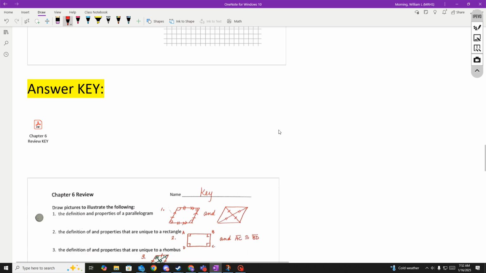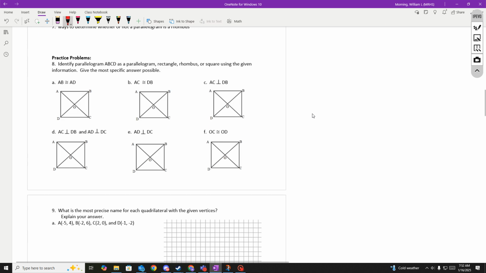Okay, and then we have the practice problems. Identify parallelogram ABCD as a parallelogram, rectangle, rhombus, or square using the given information. Now this is important. We are already told that these are parallelograms. We know the sides are parallel. We also know that the opposite sides are congruent. And we know some other stuff as well.